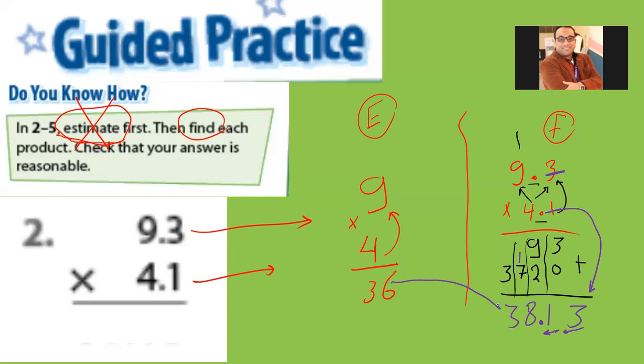I think it's nearly close to 36. 36 is an underestimation, but no problem. It's very close, so the answer is reasonable. It means the answer is true, 38.13. Thanks, Abdurrahman Ahmed. Good and strong participation.